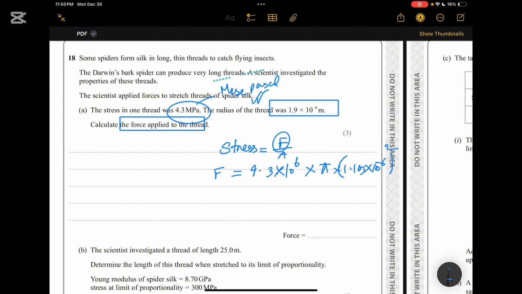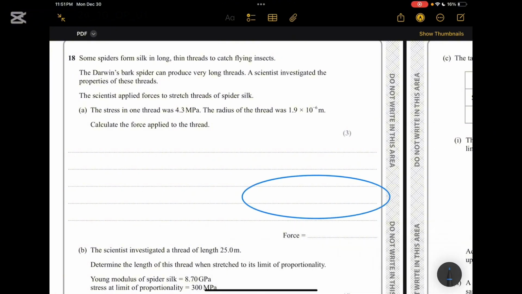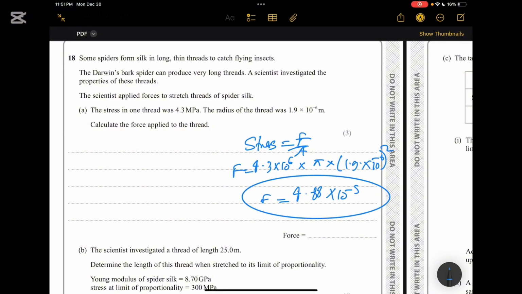So here the force value comes as 4.88 into 10 to the power minus 5 Newton. So this is our overall force value. Sorry, my bad, I'm writing it again. Stress is equal to force per unit area. So 4.3 into 10 to the power 6 into pi into 0.9 into 10 to the power minus 6 squared is equal to 4.88 into 10 to the power minus 5. This is the force value. And don't forget to write the Newton part.